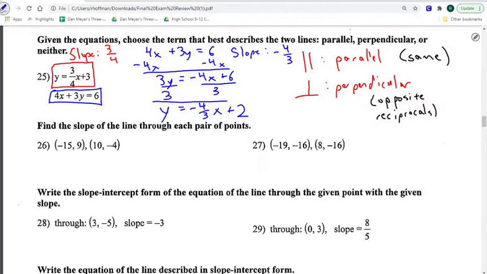But in this case, we do have our slopes being 3/4, and then change our sign to a negative, flip the fraction to 4/3. And so these two lines are perpendicular, because those slopes end up being opposite reciprocals. So the answer in this one is perpendicular.